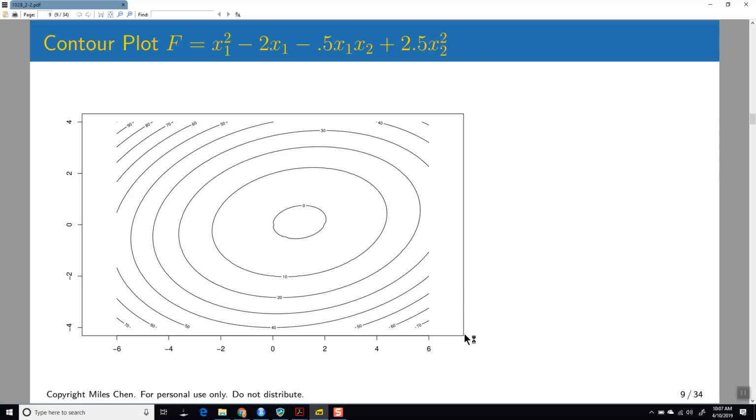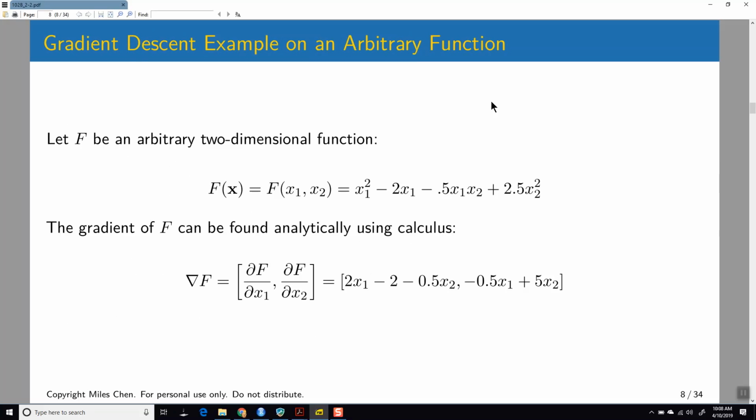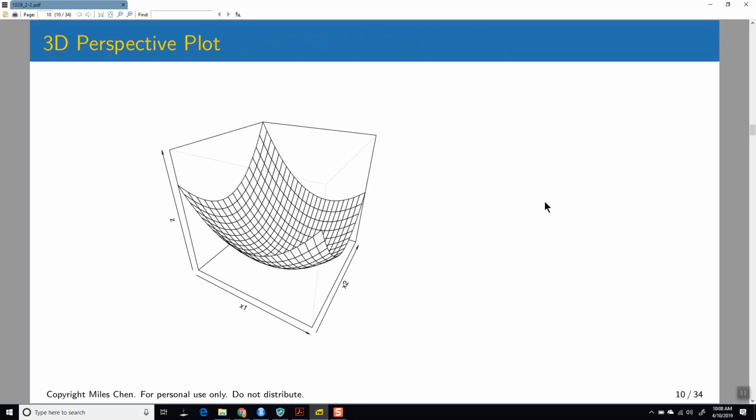Here's a contour plot of that function, x1 squared minus 2x1 minus 0.5 x1 x2, and so on. And this is what it looks like in 3D. Because our largest terms are x squared terms, it basically looks like a bowl.